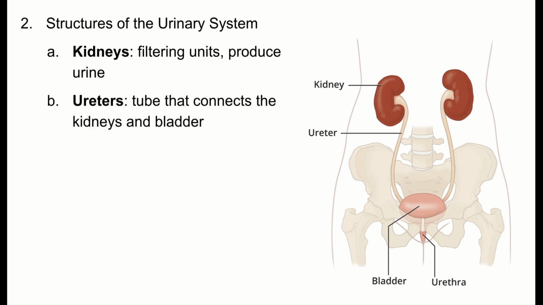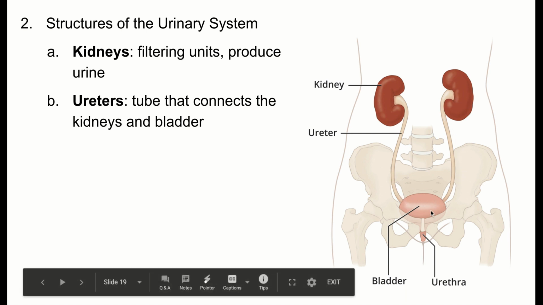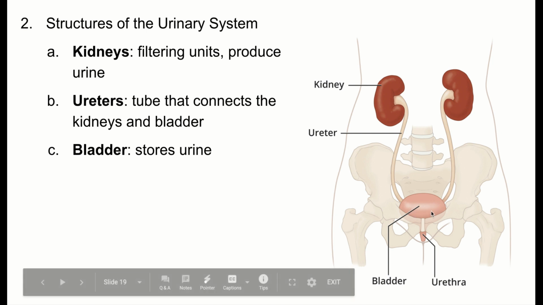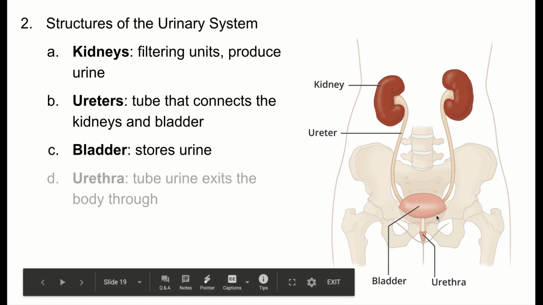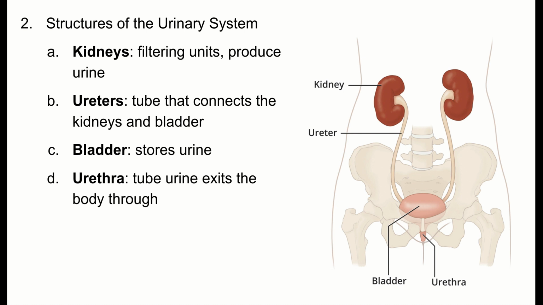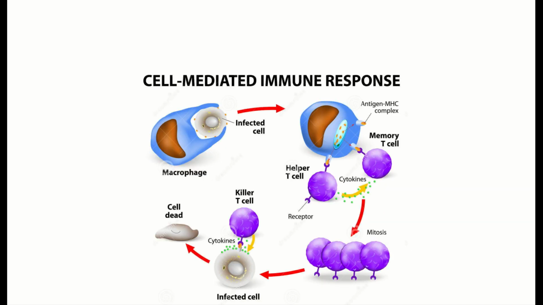Detail B, the ureters, these are just tubes. These are tubes that connect the kidneys and the bladder. Detail C, the bladder is where we store urine, and you know urine will collect there over time until there's enough of it and your bladder is full. And then detail D, urine will exit your body through the urethra. The urethra is the tube that urine exits the body through. Okay, not too bad. That was one of our more simple systems.